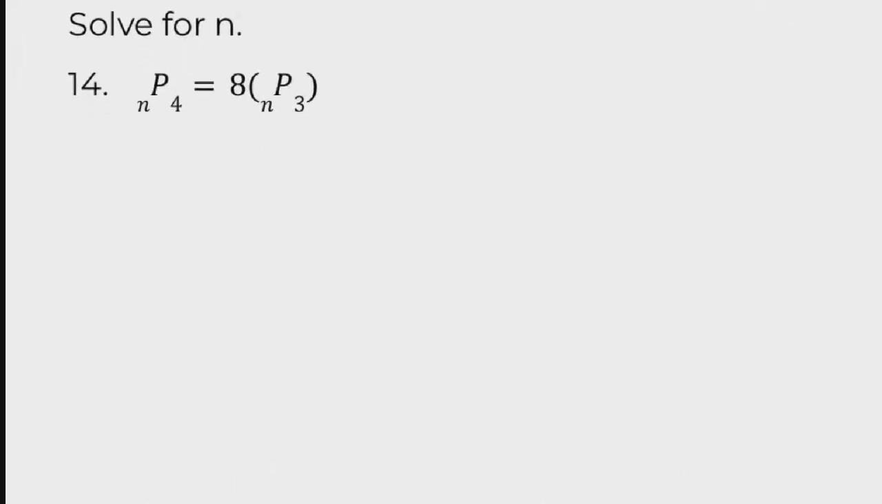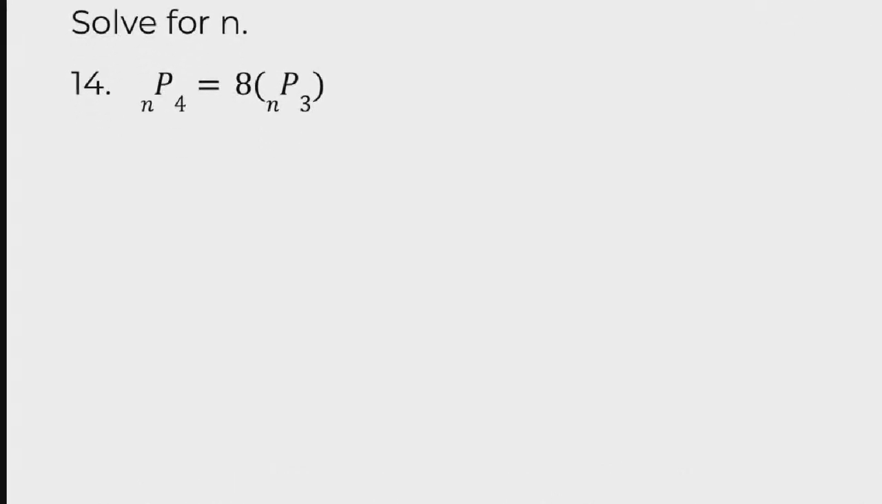Okay, next we're solving for n. We have nP4 equals 8 times nP3. So nP4 is n factorial over n minus 4 factorial. I'm just using the permutation equation. And nP3 would be n factorial over n minus 3 factorial.